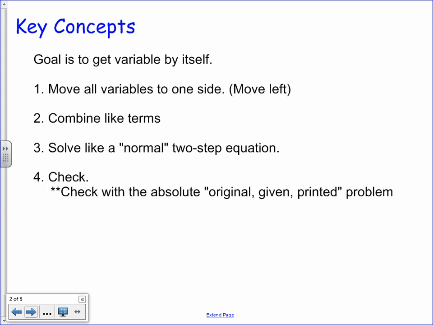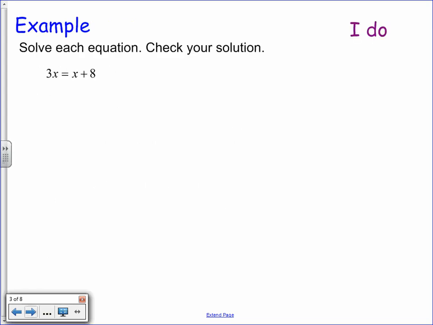Our second step, we're going to combine like terms. Our third step, we're going to solve like a normal two-step equation. And our fourth step, we're going to check. Now, when we check, we want to check with the absolute original, given, printed problem. Okay? So that means that the original one that is given to you, printed in the book, in the example, that's the one that you use to check with.